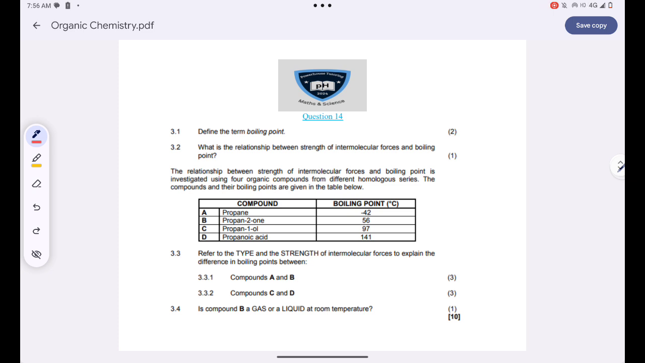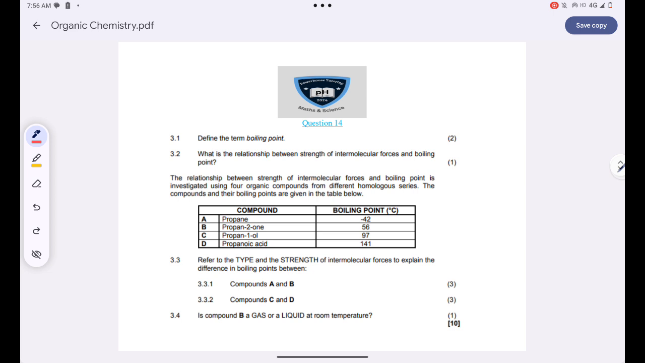Okay, let's start. First question, we are being asked to define the term boiling point. Boiling point is just the temperature at which the vapor pressure of a substance equals the atmospheric pressure. Okay, and then 3.2, what is the relationship between the strength of intermolecular forces and boiling point? Please note that the stronger the intermolecular forces, the higher the boiling point, and the weaker the intermolecular forces, the lower the boiling point. So the relationship between the two, they have direct proportionality.